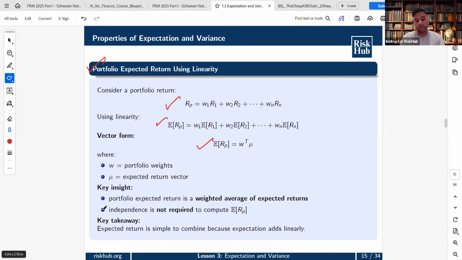This becomes ERP is equal to W transpose mu, where your W becomes your matrix form, W1, W2, up to Wn, and mu also is the vector of expected return of 1, expected return of 2, and so on.